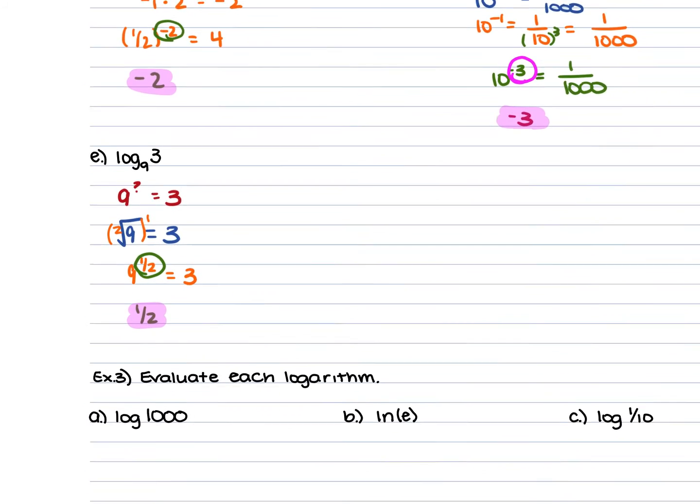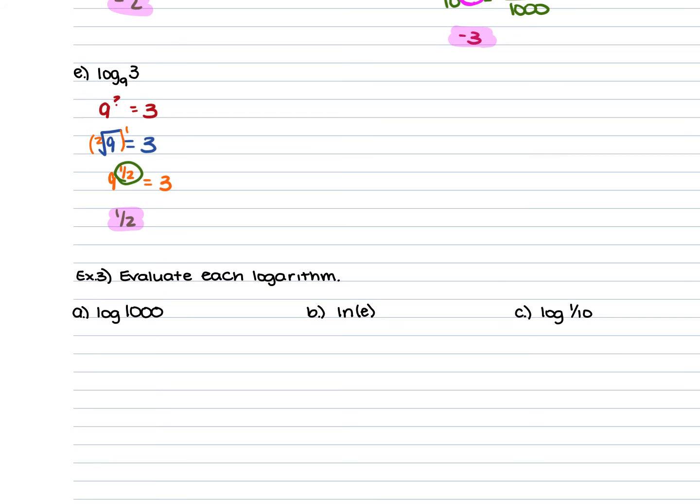For the last part of this lesson, we're just evaluating these logarithms. When we do not have a base, it's automatically a 10. So if we look at example A, we're given log 1,000. So this is the same exact thing as saying take log 10 of 1,000. So 10 to what power is 1,000? If we have 10 to the 3rd power, that gives us 1,000. So our answer is just 3.